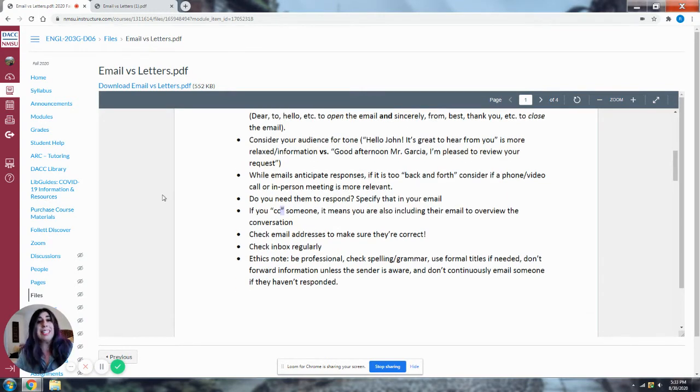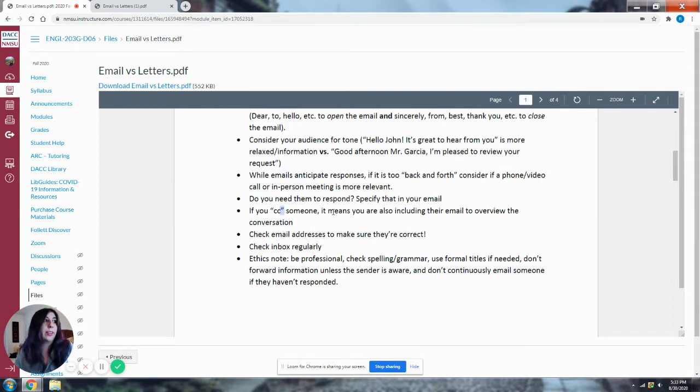If you do something called CCing somebody, that means you're also including somebody else's email. But the difference between adding their email next to the other person's address is that there's a different line for CC. What that means is it's usually somebody higher up, a higher authority figure in the workplace who just needs to oversee the conversation. You're not anticipating their response. They're just overlooking the information being said.